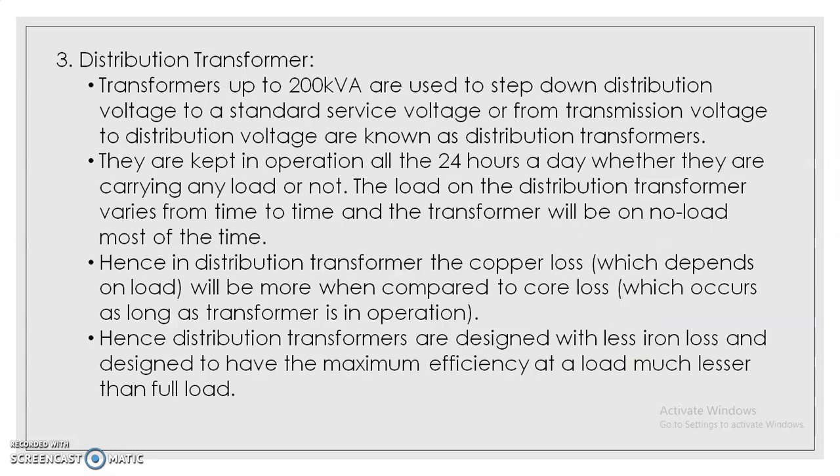Distribution transformer. The size of the distribution transformer as per the rating is about 200 kVA to 250 kVA, and they are continuously in circuit whether they are carrying any load or not. The core losses occur at all times, whereas copper losses occur only when they are loaded. Therefore, the designer has to give attention to reduce the core losses compared to the full load copper losses. They must be designed for good all day efficiency and not for highest efficiency at full load.